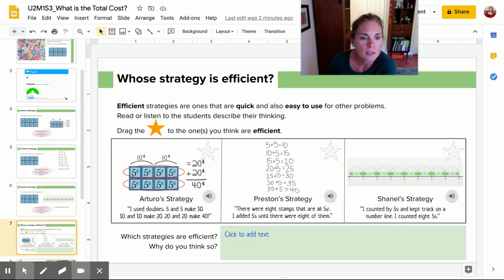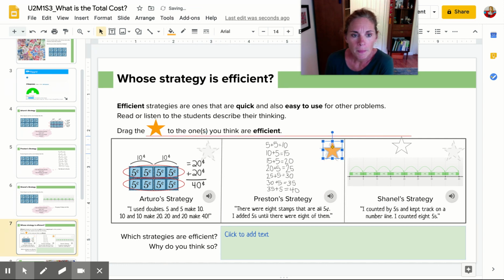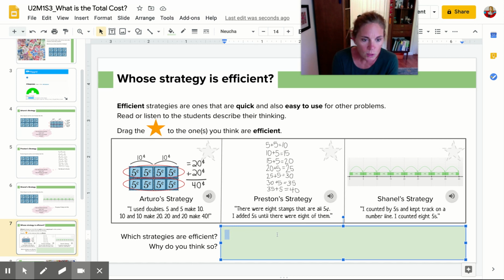Now what I'd like for you to do is look at this slide. Whose strategy is efficient? Efficient strategies are ones that are quick and also easy to use for other problems. And when you're done looking at this Nearpod, I'd like for you to click on the slide part of this assignment and drag this star to whichever strategy you think is efficient. Okay, so you'll drag that star over, and then you're going to click down here in the green box, and you're going to write which strategy you think is efficient and why.